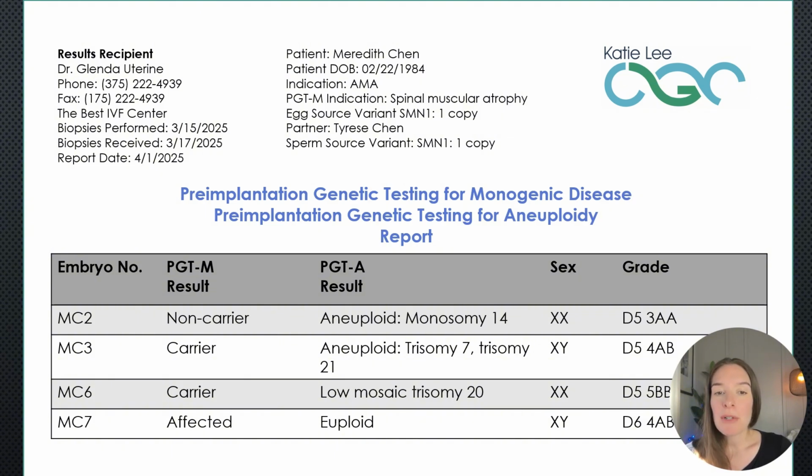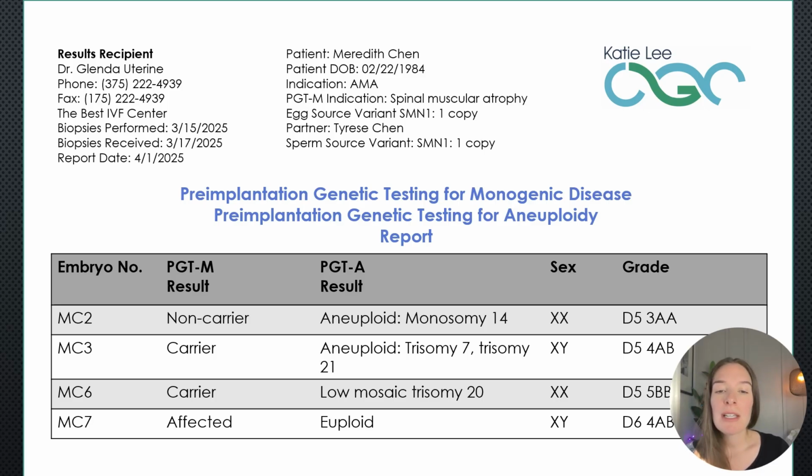Let's look through the PGT-A results. So now this is our pre-implantation genetic testing for aneuploidy. You can see that embryos 2 and 3 were both aneuploid. They both had some sort of deviation from the typical 46 human chromosomes we'd expect to see. PGT-A can tell you what that deviation is. So for embryo number 2, we're seeing a single copy of chromosome 14 instead of the typical pair. So that embryo, if this result is accurate, probably would not be viable based on that aneuploidy being a non-viable chromosome imbalance, despite the fact that that's the non-carrier result.